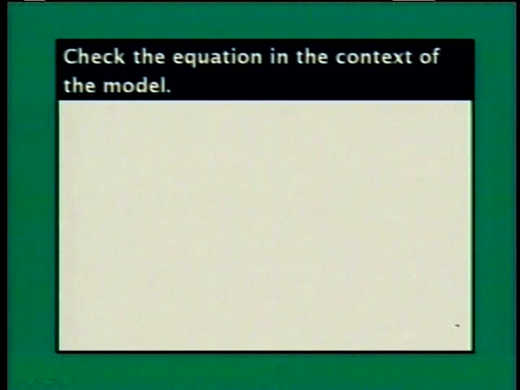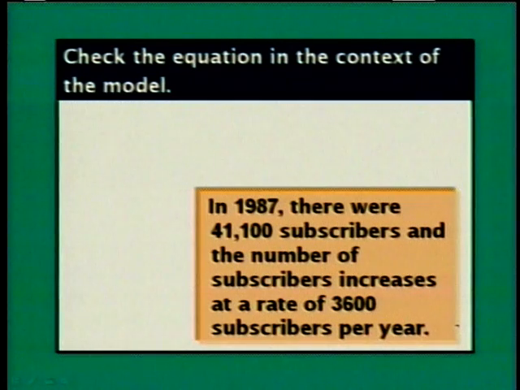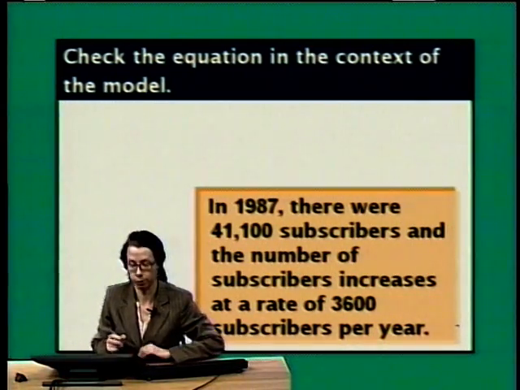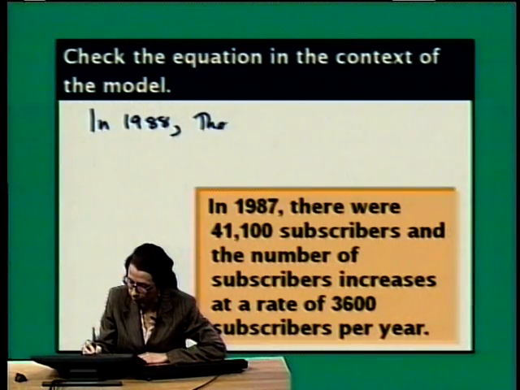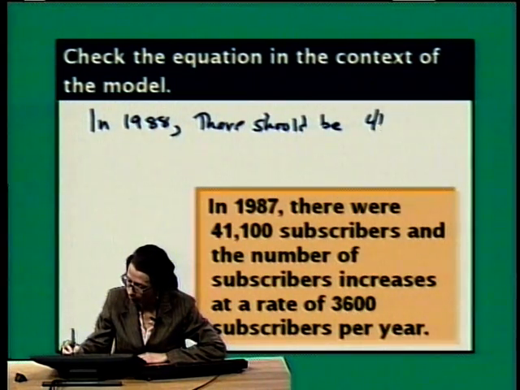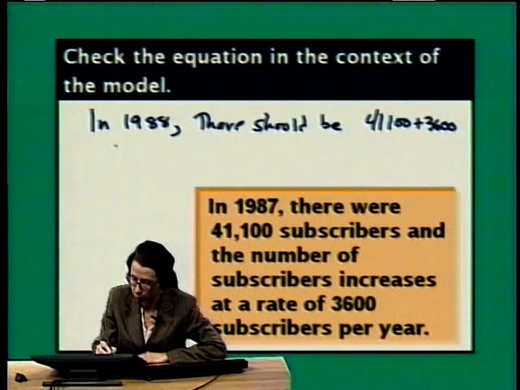So how can I check this equation in the context of the model? Well, I was given some information. I know how many subscribers there were in 1987, and I know that the number of subscribers is increasing by 3,600 per year. So what does this mean? This means that in 1988, there should be 41,100 plus 3,600 subscribers.